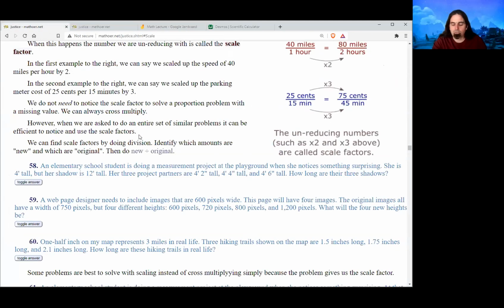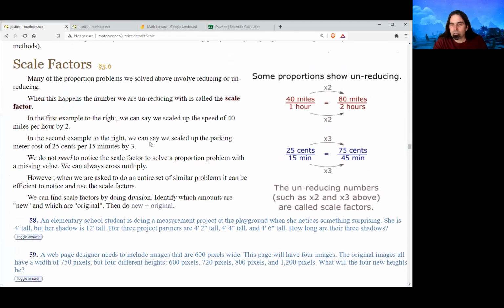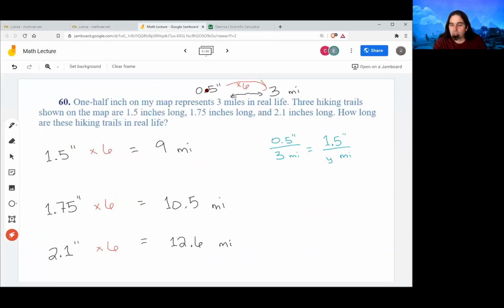Okay, so that was the scale factors thing, which again, you don't have to pay attention to. You can always solve these just by doing lots of cross multiplying proportions. This is just sometimes more efficient.